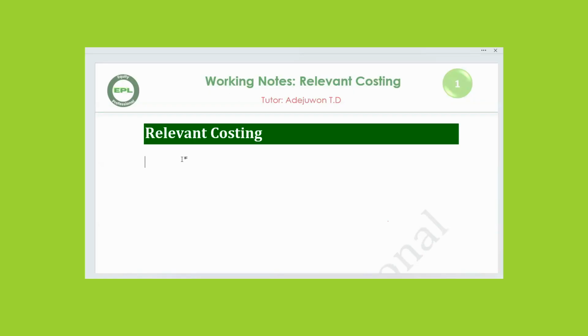But for now, let me put it down for you. So like I said, what is relevant cost? Relevant costs are directly attributable costs.